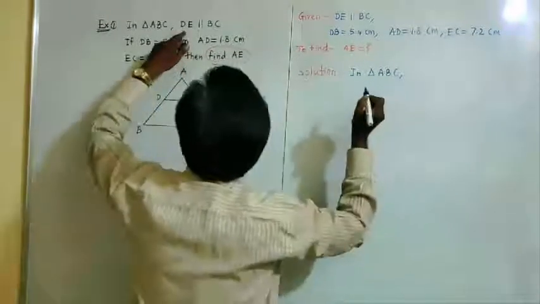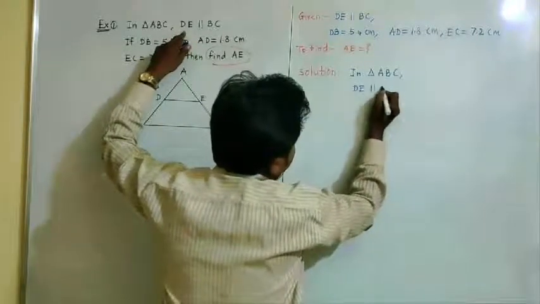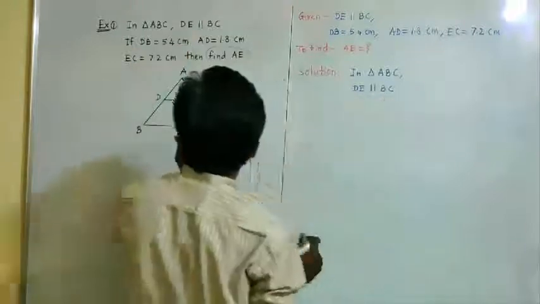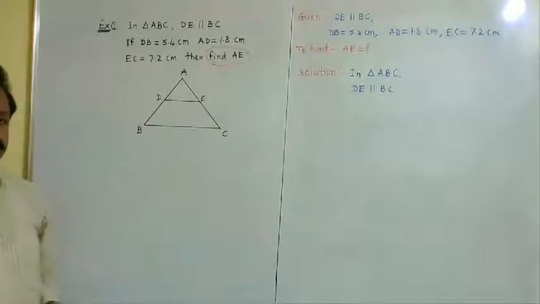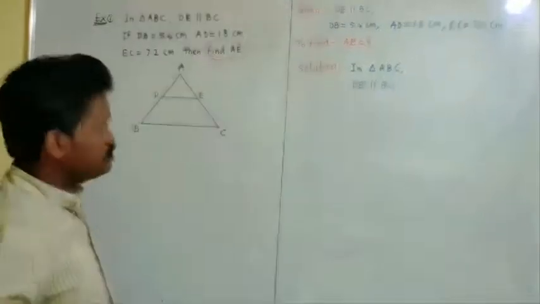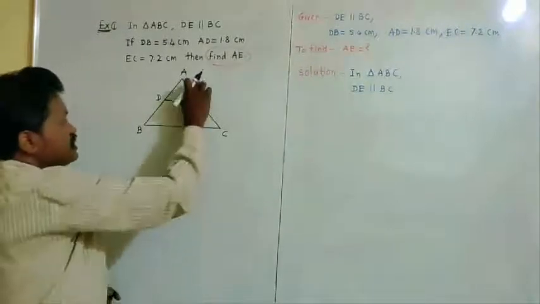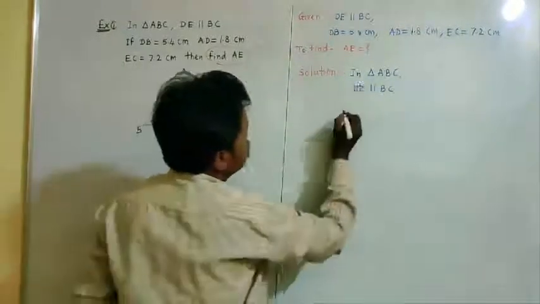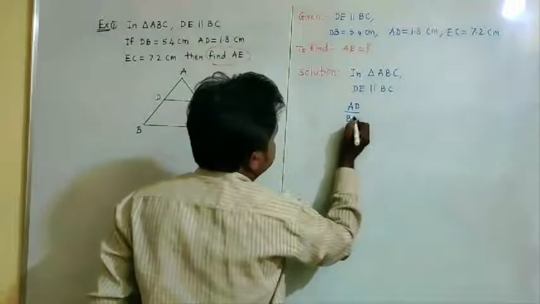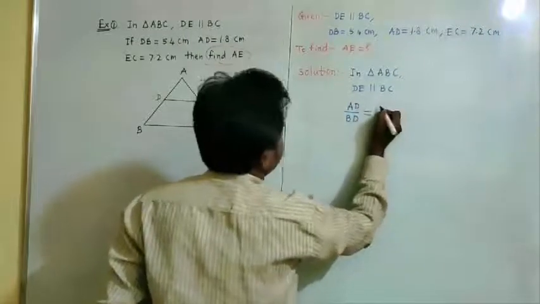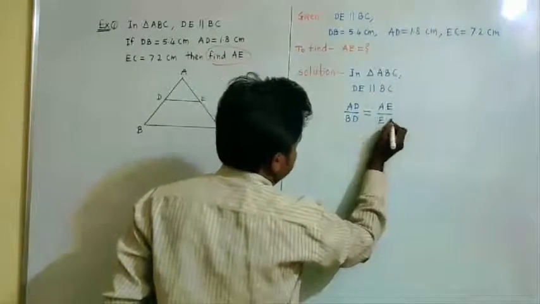What is here, sir? DE parallel BC. In triangle, DE is parallel to BC, so you apply the basic proportionality theorem, and using this theorem you get the ratio AD upon BD is equal to AE upon EC.